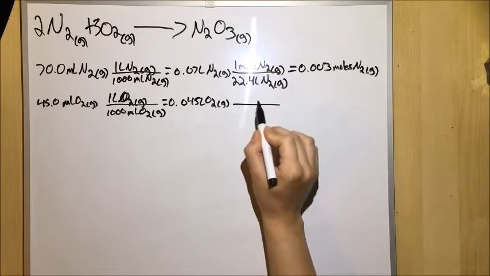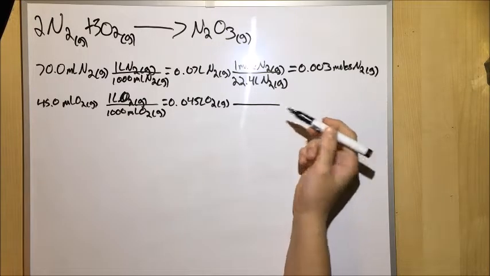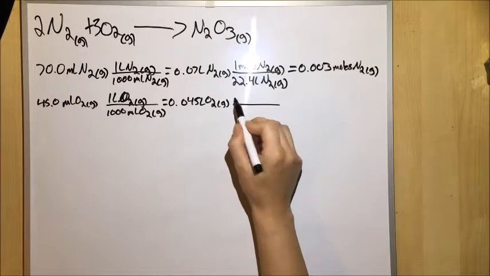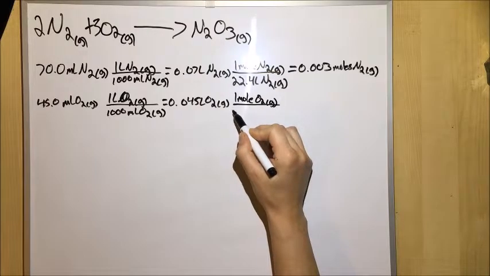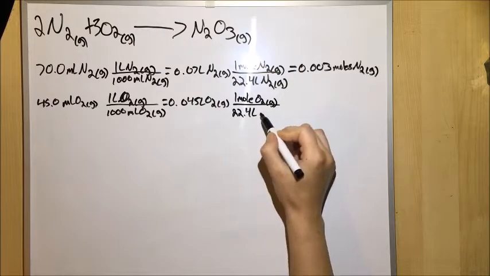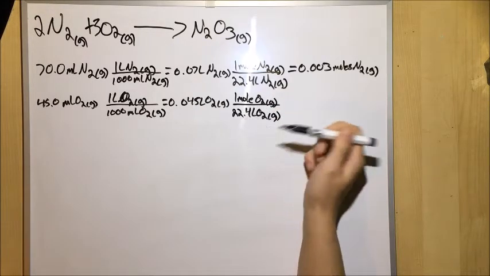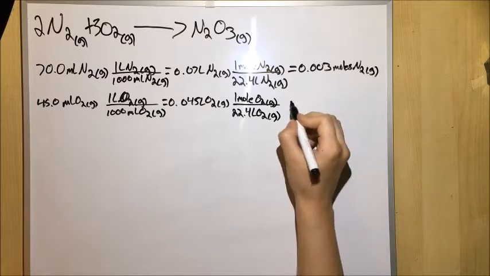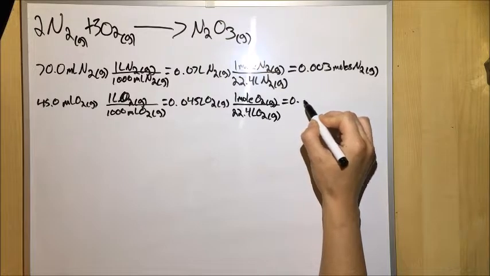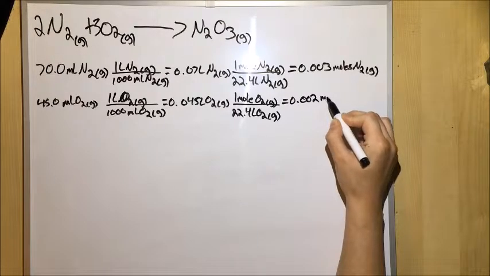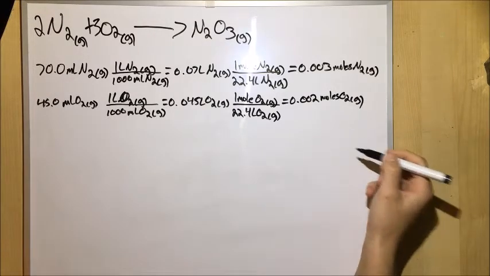Next thing I want to do is convert this into moles. So I have to choose the right unit conversion factor so that liters will cancel out and I'll be left with moles. I'm going to choose 1 mole of oxygen gas over 22.4 liters of oxygen gas. Again, this is a known number. It means molar volume for gases at standard temperature and pressure. So my liters cancel out, and this will equal 0.002 moles of oxygen gas. Now we know our limiting reactant. Our limiting reactant is oxygen.